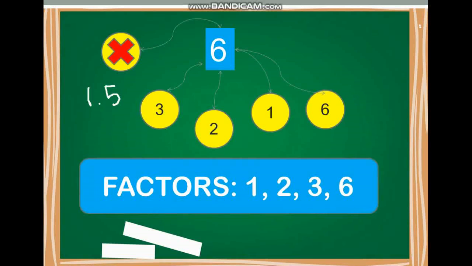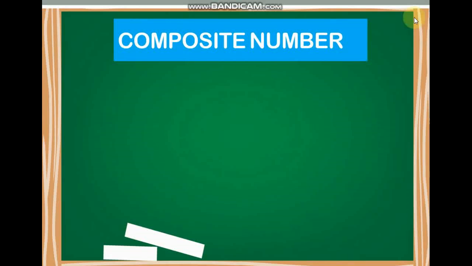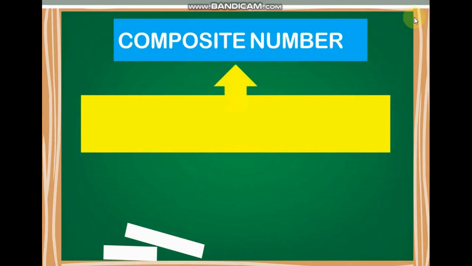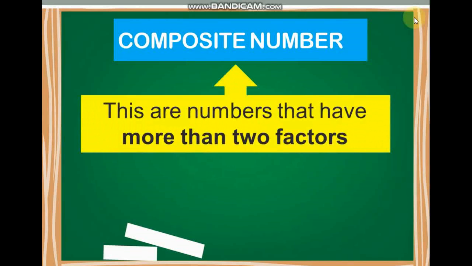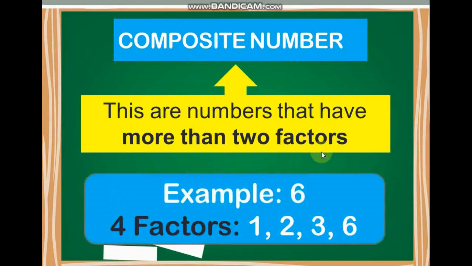That only have 4 factors. Those are 1, 2, 3, and 6. So, let us proceed with composite number. Composite numbers are numbers that have more than 2 factors. Ibig sabihin, ito yung mga numbers na meron siyang mahigit sa 2 factors. Example of which is, yung example natin kanina, 6. 6 have 4 factors. So, 6 is an example of composite number.